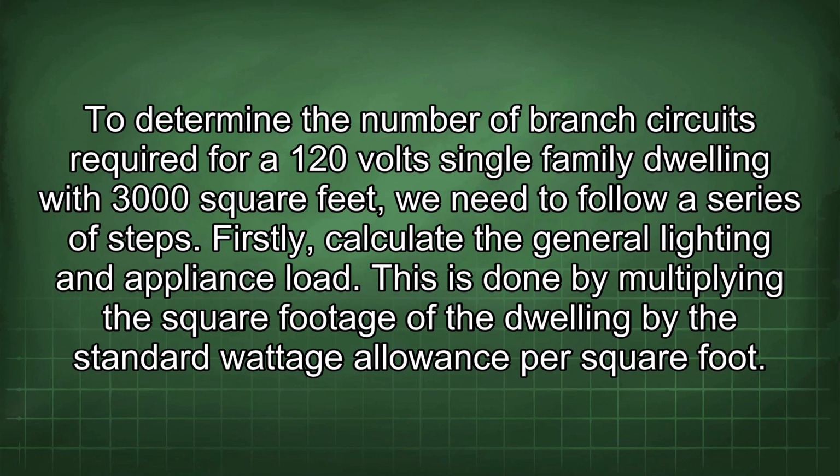To determine the number of branch circuits required for a 120-volt single-family dwelling with 3,000 square feet, we need to follow a series of steps. Firstly, calculate the general lighting and appliance load. This is done by multiplying the square footage of the dwelling by the standard wattage allowance per square foot.